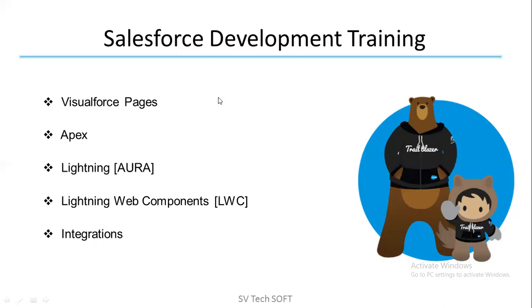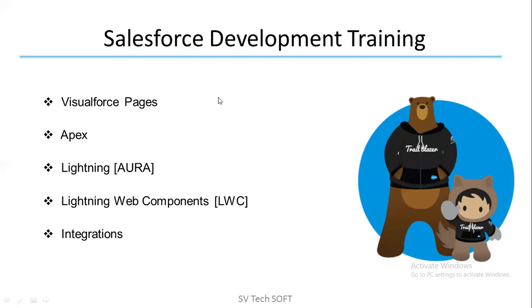Then after that, Apex. What is Apex? Apex is the native programming language developed by Salesforce.com. If you have to do any kind of customization in Salesforce or develop any logic, you have to do it through Apex. This Apex is similar to core Java. By using Apex, you maintain the interlink between your front end as well as the back end.